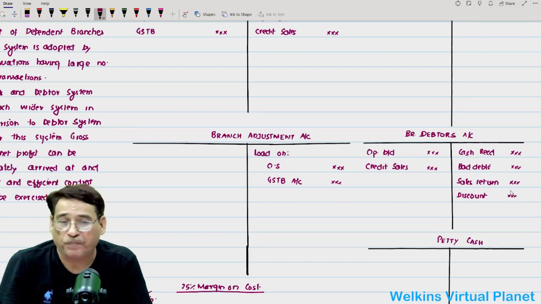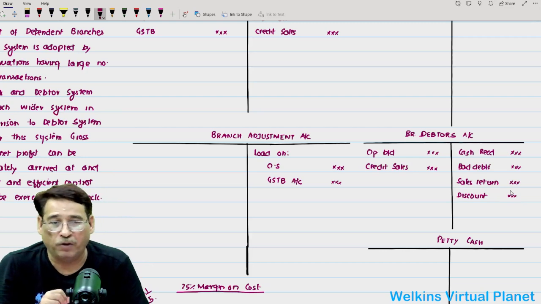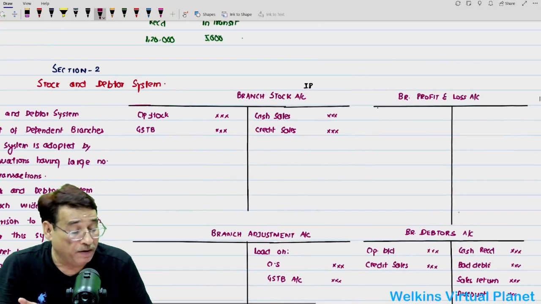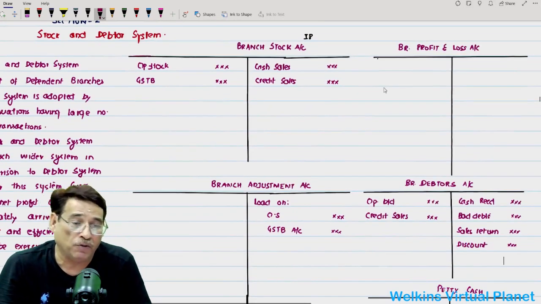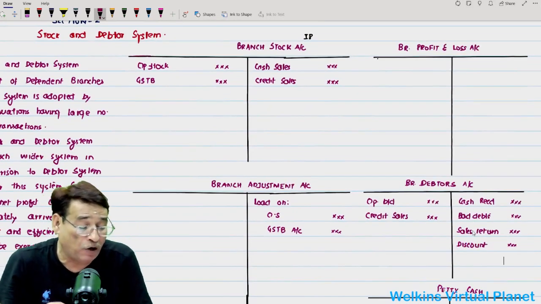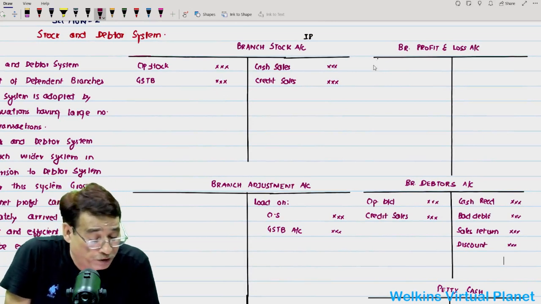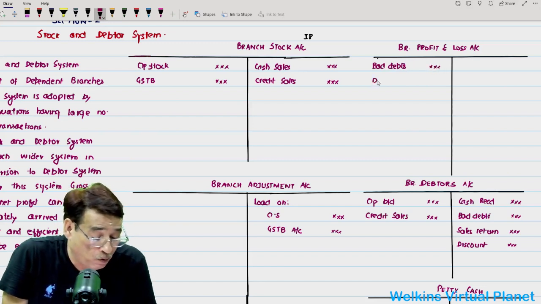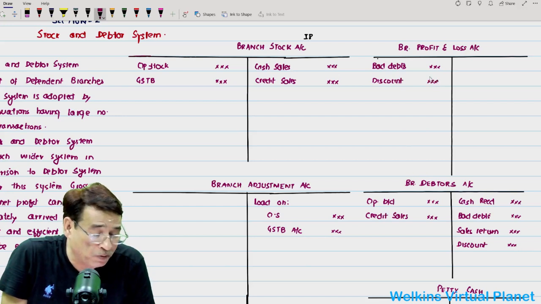Now try to understand this particular point. Under this system, because we are preparing the branch profit and loss account also, bad debts and discount will find place in the branch profit and loss account also. So you are going to write here the bad debts, because all the expenses and losses are written towards the debit side. Whatever discount you have allowed to debtors, you are also going to put towards the debit side of the branch profit and loss account. Correct?